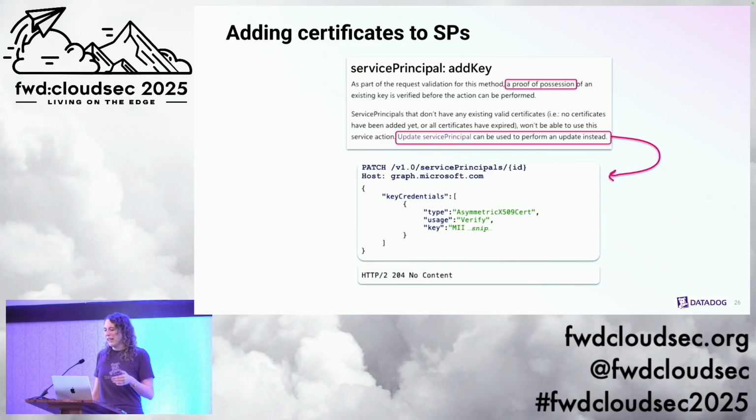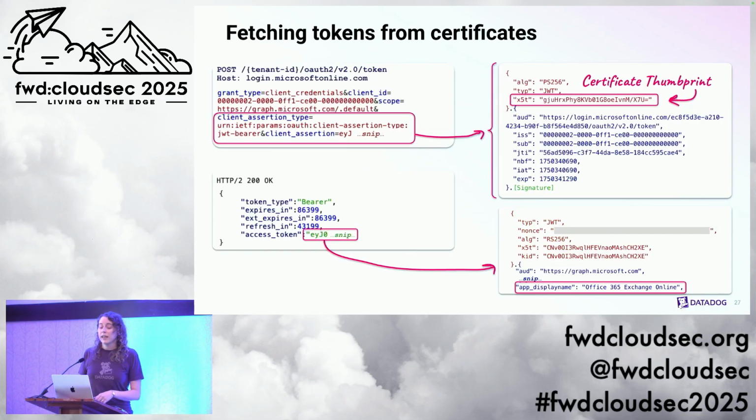So I kept reading, and they actually said, don't worry about that. If you don't have a certificate to authenticate this app, just directly modify the service principal object. It's all good. So this ended up being a PATCH request with the base64 encoded cert that I wanted to use to authenticate. Getting tokens in this way turned out to be a little more complicated.